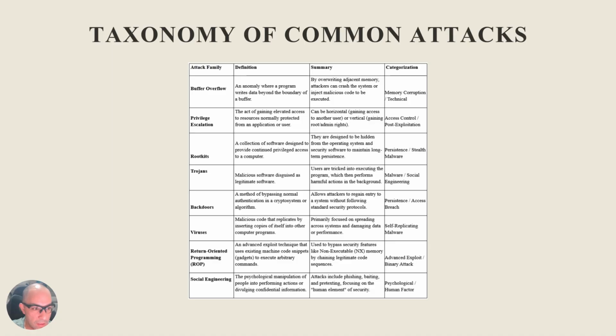The next common attack is backdoors, a method of bypassing normal authentication in a cryptosystem or algorithm. Summary: allows attackers to regain entry to a system without following standard security protocols. Categorization: persistence, access breach. Viruses: malicious code that replicates by inserting copies of itself into other computer programs. Summary: primarily focuses on spreading across systems and damaging data or performance.